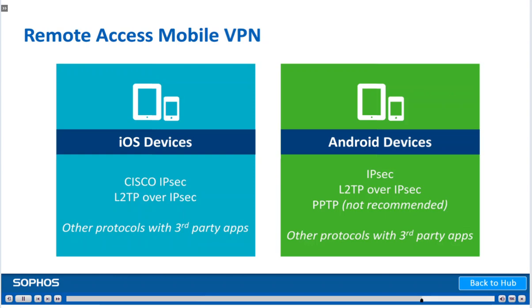For example, OpenVPN-compatible apps are available for both iOS and Android, and these can be used to create an SSL VPN with XG Firewall by installing the configuration package from the user portal.